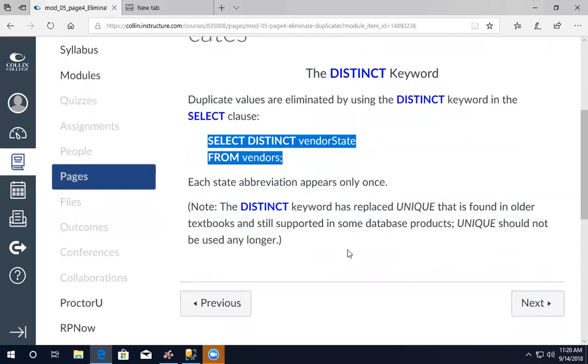Is that only used with one column then? It can be used with others. If you use distinct at the beginning of it, then it will suppress duplicates in the output of anything. So if I say select distinct vendor city, vendor state, I might have 10 San Diego, Californias and 1 San Diego, Texas. All I'm going to see is San Diego, CA, San Diego, TX.